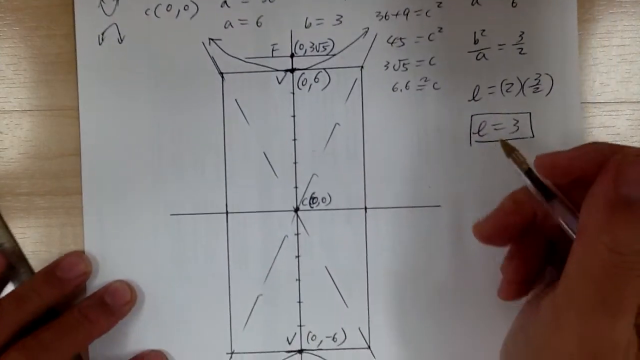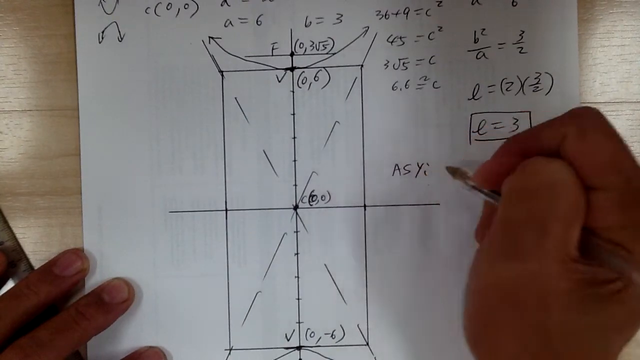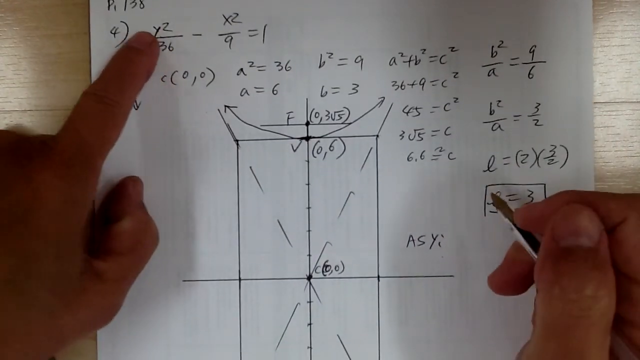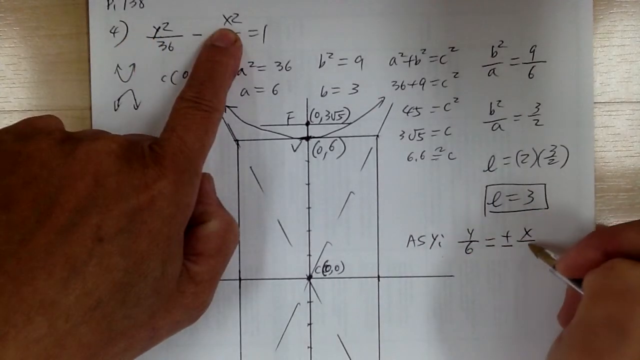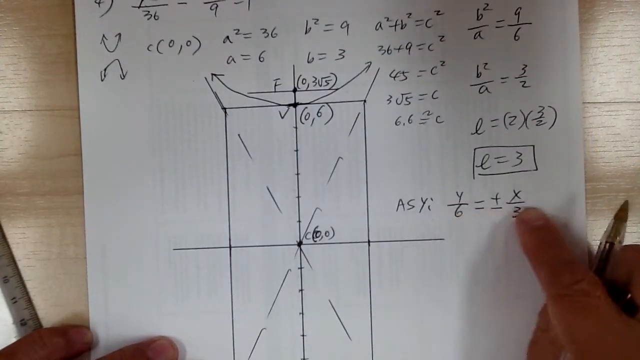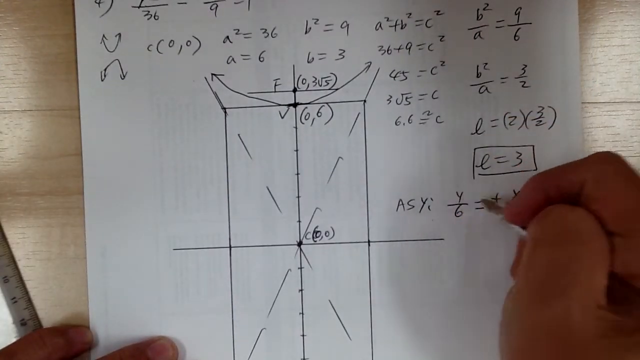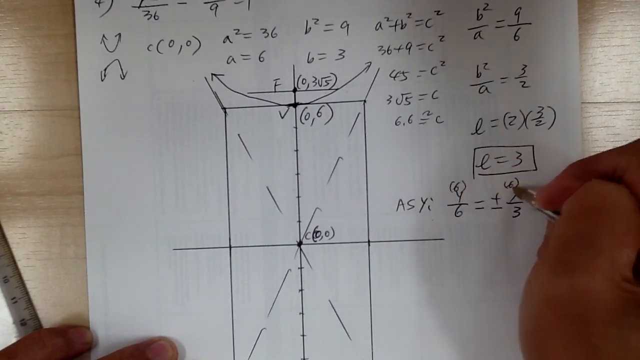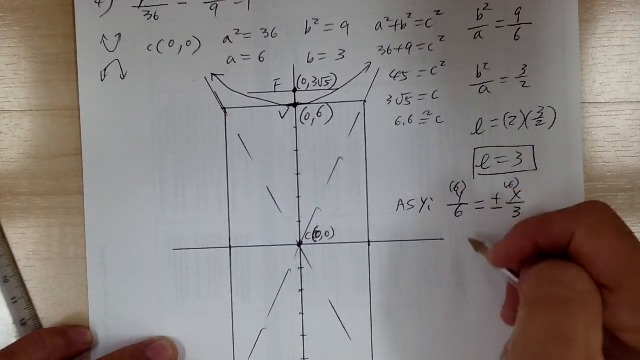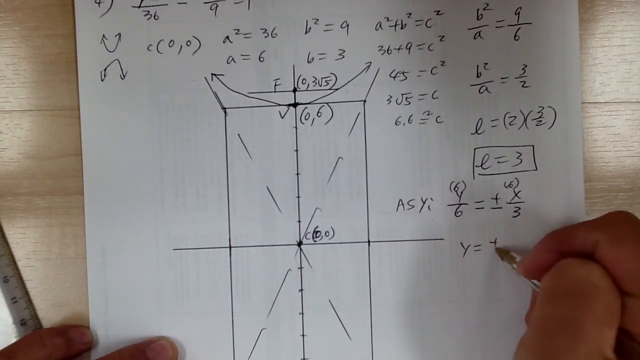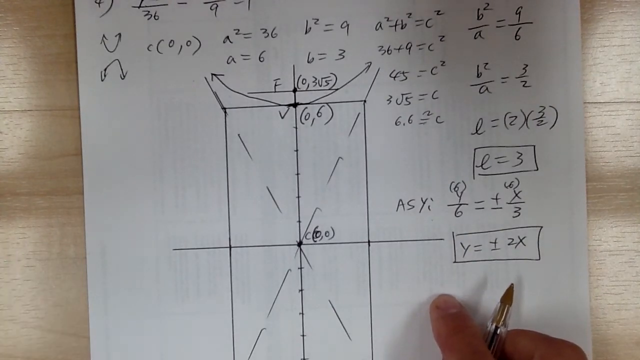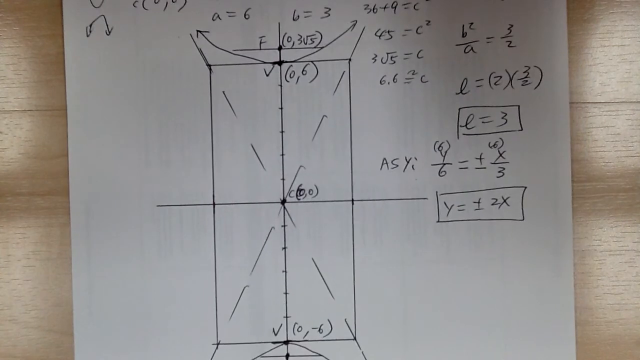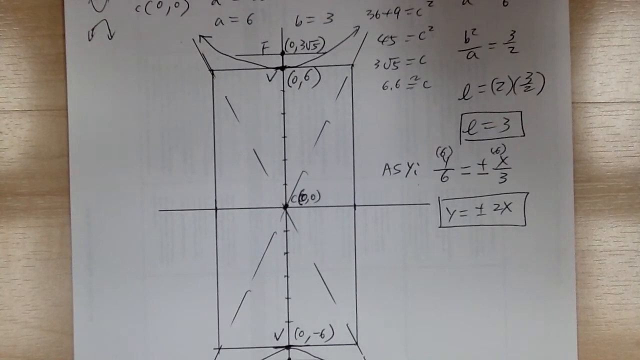And then the equation of the asymptotes, I can just look over here and use the square root of that. So it would be y over 6 equal to plus or minus x over 3. Okay? And multiply by the common denominator to get rid of the fraction, or you just want to get rid of this number. So you're going to get y equal to plus or minus 2x. Okay, and that's it for number 4. Okay, let's go to number 6.